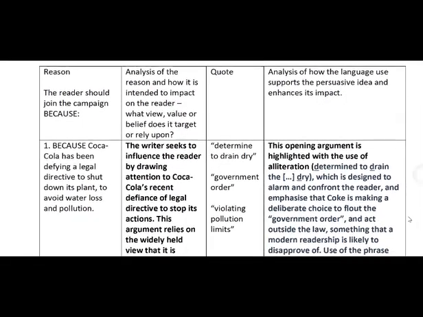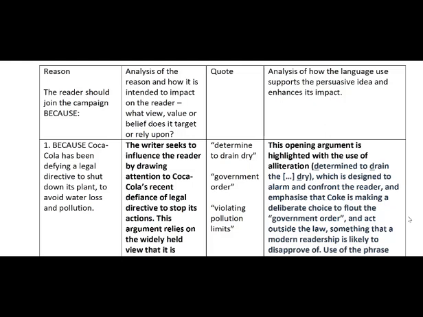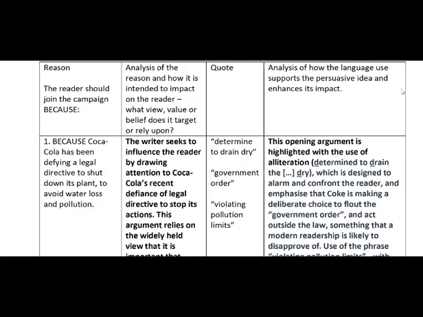So in this table, I've got that text that I had before. The writer seeks to influence the reader by drawing attention to Coca Cola's recent defiance of the legal directive. So you keep that. And I've got 3 quotes that came from that opening section of the text. And then I found those 3 persuasive techniques, and they are determined to drain dry, which is alliteration, the use of that repeating first sound of those words, and then the violating pollution limits. I thought that was also some strong language there, and here comes the analysis of that.